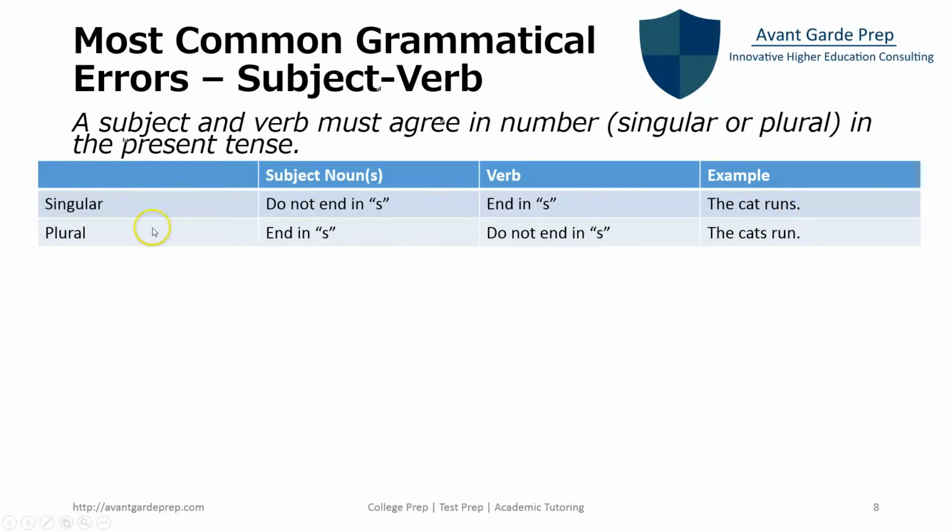And for plural, the subject noun is going to end in an S, but the verb that goes with it will not. Like in the example, the cats run. Subject, cats, with an S. Verb that goes with it, run, no S. It would sound weird if I said the cats runs. It even makes us cringe.